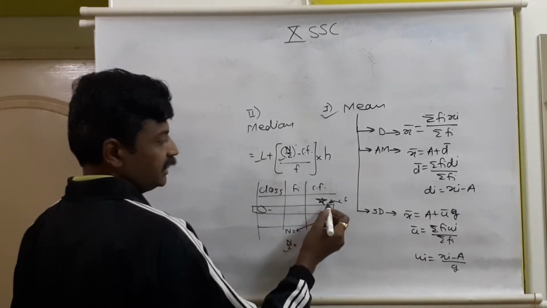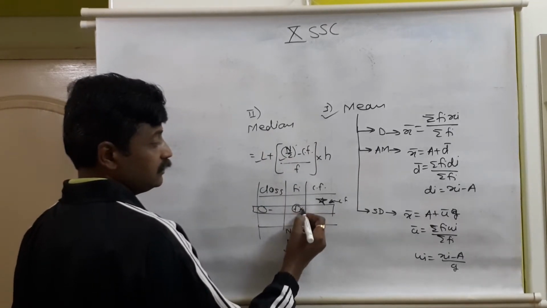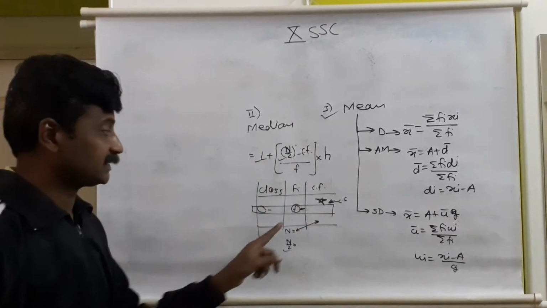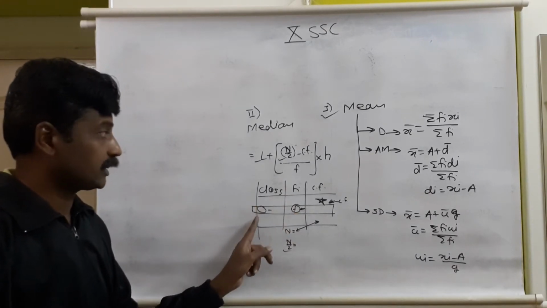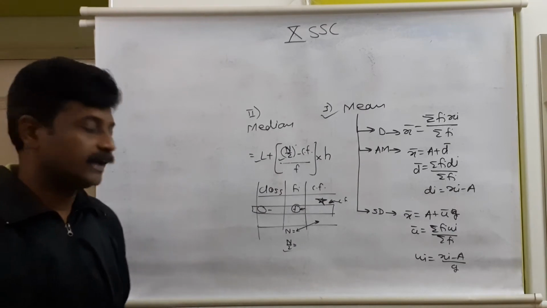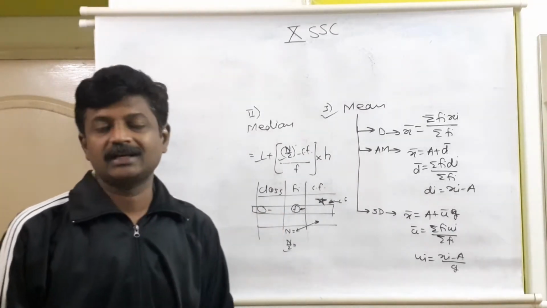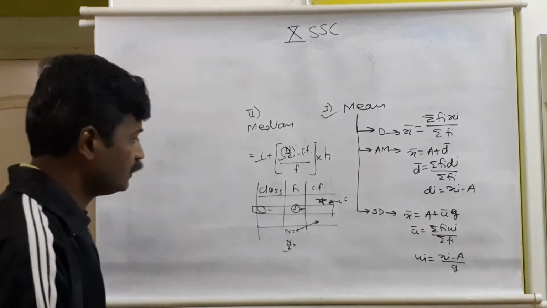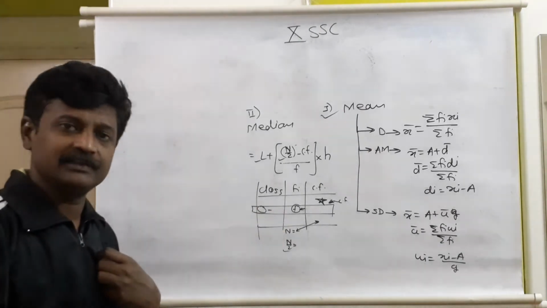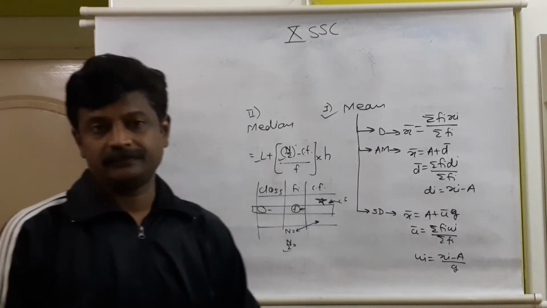So Cf is the cumulative frequency of the class earlier than the median class. Then F is the frequency of the median class. And H is the class width. Class width is the difference between the upper and lower limit when the classes are continuous, or you can take it from the median class as well when the classes are continuous. By this we can get the median.